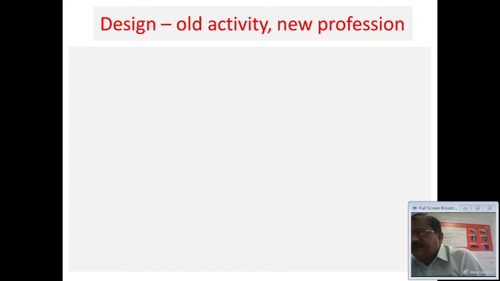Job prospect of a B design student. Please be clear, your question is not clear. Job prospect of a B design student as compared to an engineer with M design.